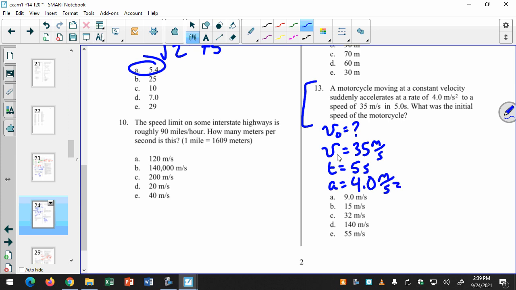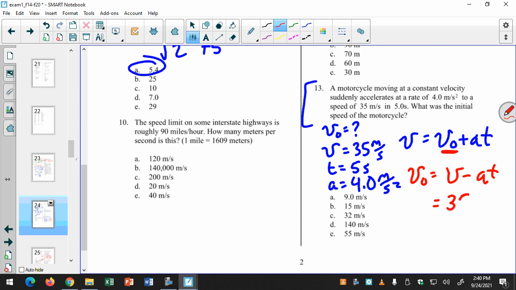So most of these multiple choice, they're going to be single step problems. That is, you have one equation that you need to solve it, has one unknown, and so it's meant to be relatively straightforward. Here, if these are the variables that I know, I'm looking for V naught, I'll use this equation. Recognize that this is my only unknown. So I can say V naught is equal to V minus AT, or 35 minus 4 times 5. And that's 15. B is the right answer for that one.